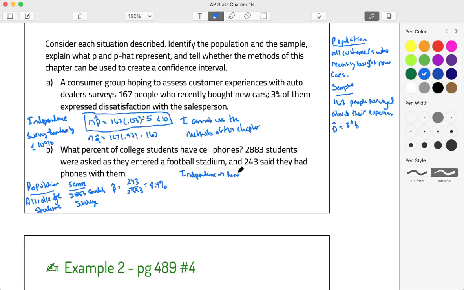All right, let's check independence. All right, was this random? This was not a random survey. Okay, they were asked as they entered a football stadium. Plus, we only talked to people at a football stadium, so it's not really representative. 2,883 is less than 10% of all college students, so that's okay. And then np hat and nq hat will both be greater than or equal to 10. So yeah, we can, but the sample is not representative of all college students.